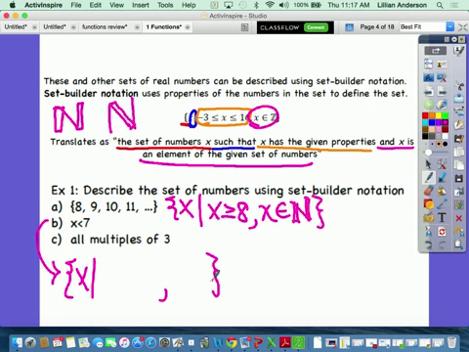Now, B is pretty simple. It already tells you your properties. It's all your x's less than 7. So that part comes after the such that bar. So we have the set of numbers x such that x is less than 7. And now x is an element of what set of numbers?